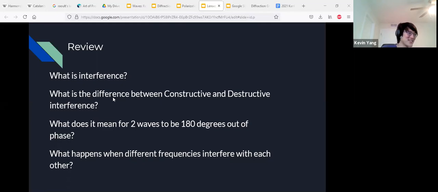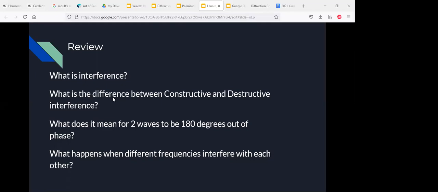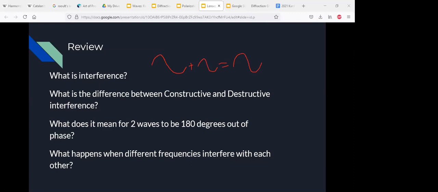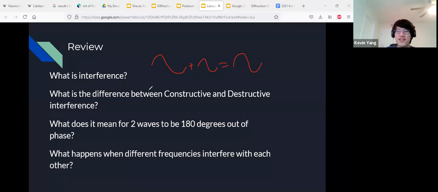All right, so does anybody know what interference is? Hope you guys know what interference is. When two waves interact. Yeah, it's when two waves interact and they might add or subtract, right? So they might add, they form a bigger wave, right? Which leads us into the next question. What is the difference between constructive interference and destructive interference? Constructive interference is adding, and destructive interference is canceling out or subtracting. Yeah, right. So, I mean, they're both technically adding, right? Because destructive interference is just adding a negative number, and adding a negative number is the same thing as subtracting, right?